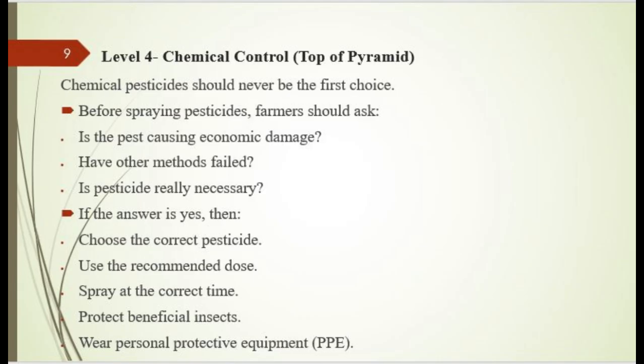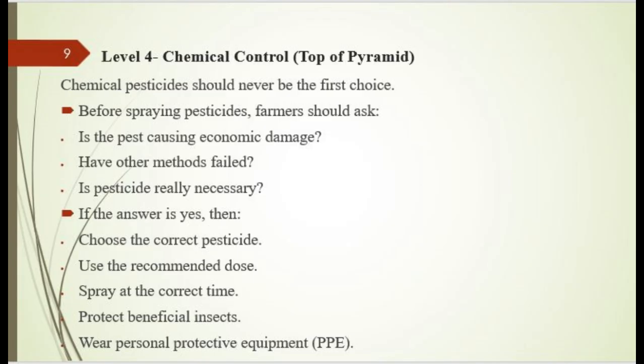Level 4. Chemical control. Notice that chemical control is the smallest section. Why? Because pesticides should only be used when all other methods are not enough. Chemical pesticides should never be the first choice. Before spraying pesticides, farmers should ask: is the pest causing economic damage? Have other methods failed? Is pesticide really necessary? If the answer is yes, then choose the correct pesticide. Use the recommended dose. Spray at the correct time. Protect beneficial insects. Wear personal protective equipment, PPE.